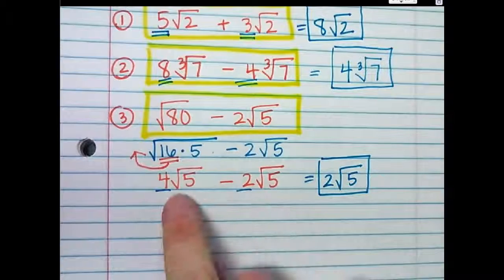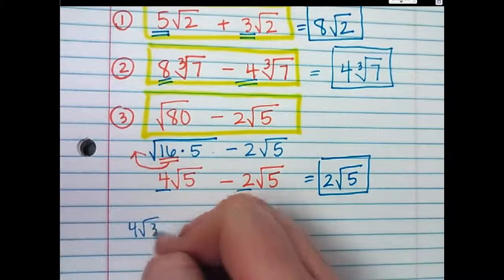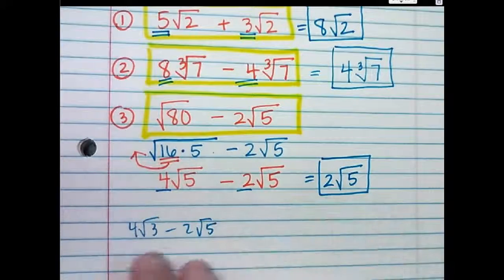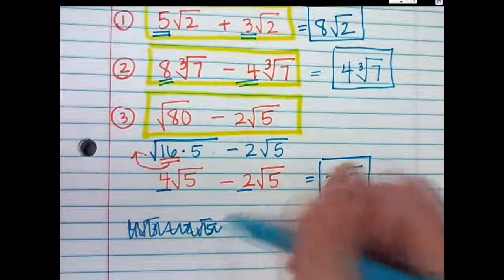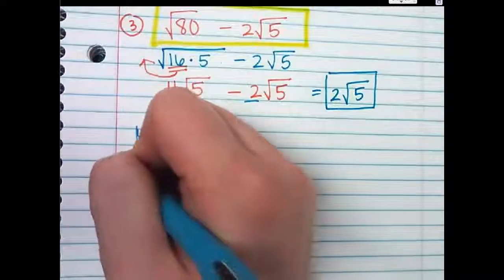Now, they don't always simplify. So like if you get 4 square root of 3 minus 2 square root of 5, you just leave it. And that's okay. So you don't have to worry if they're not the same. Sometimes they're not. Okay, let's try another one like that.